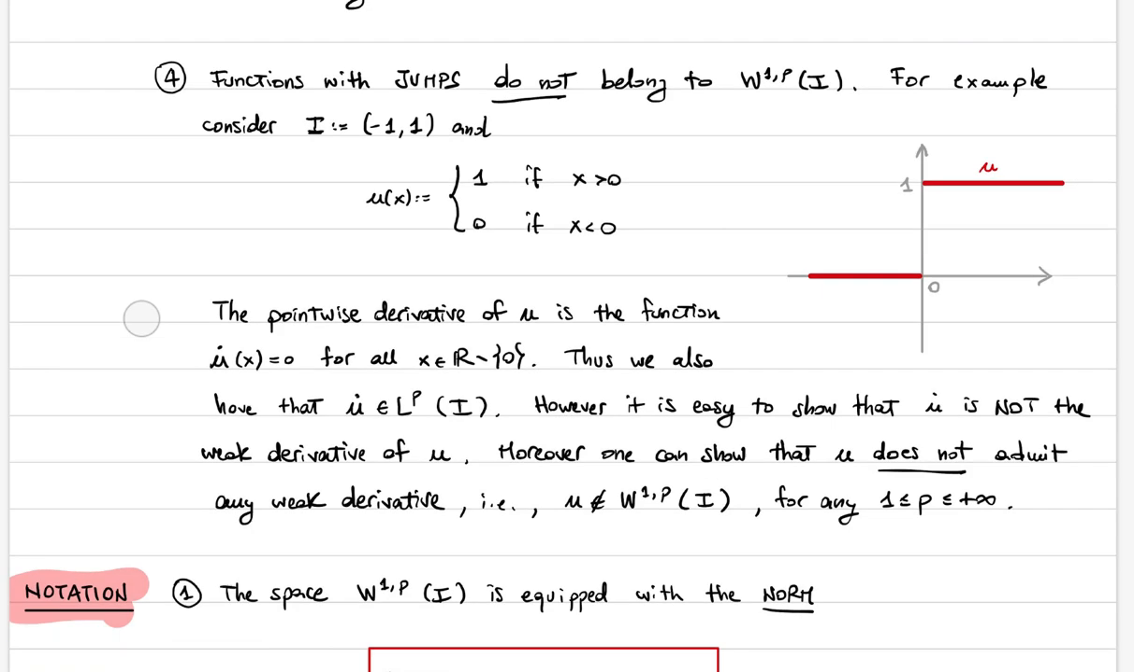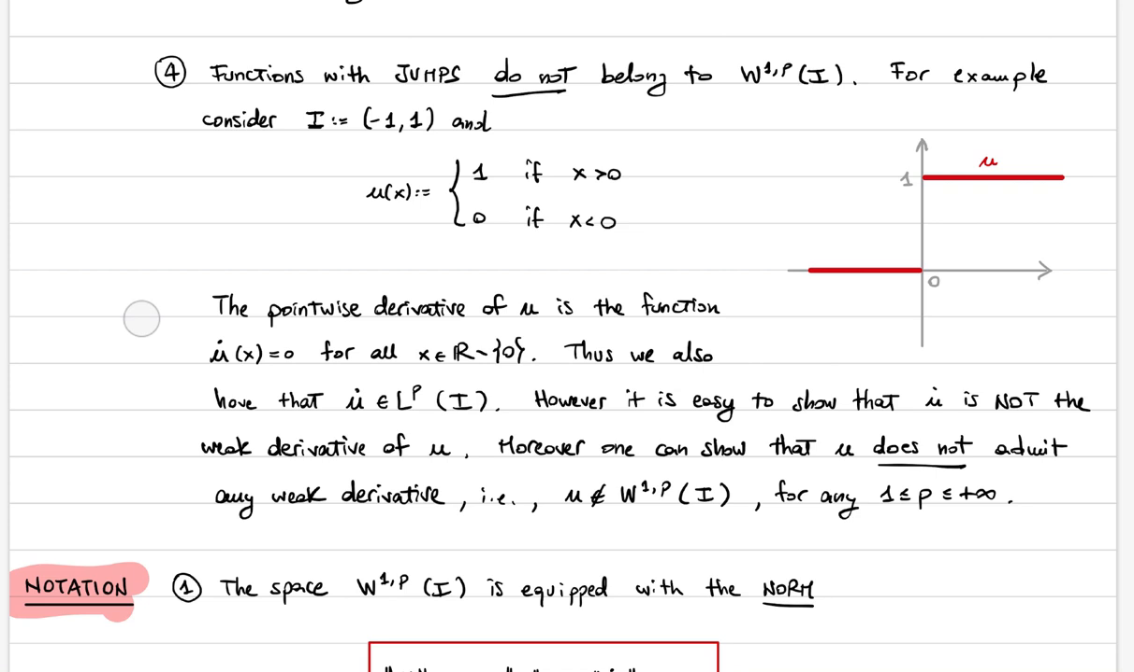Okay, another important example: we saw that piecewise C1 functions belong to W^{1,p}. However, functions with jumps do not belong to W^{1,p}. This is important to keep in mind. So for example, let's take the function in the example here. This is, I think, called the Heaviside function. The interval is (-1, 1), and the function u is 0 for x less than 0, and 1 for x larger than 0. Now the pointwise derivative of u is the function which is identically 0, except at 0, in which it is not defined. Since this is 0 almost everywhere, you see that u dot belongs to L^p for every p.